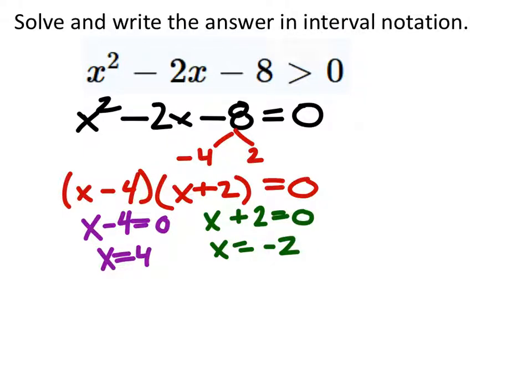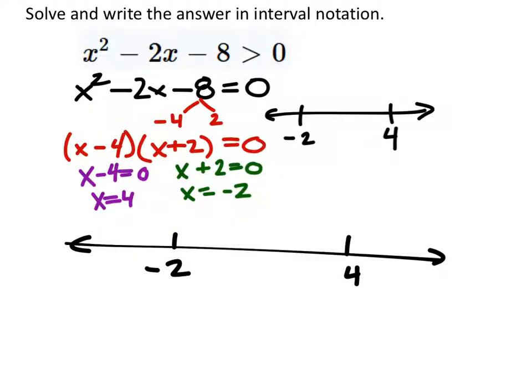Well, for the inequality, though, we're going to need to look at this on a number line. Now, it's not too bad to graph this. We've got the negative 2 and the 4, and we've got to test these intervals. On this number line, there are 3 intervals. What I mean by that is we're separating this at negative 2 and 4. Everything to the left of negative 2 is its own interval. Everything between negative 2 and 4 is its own interval. And everything to the right of 4 is its own interval as well.